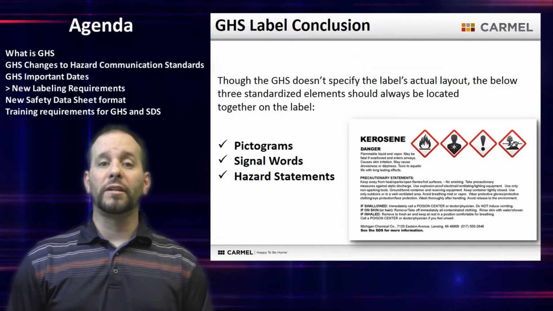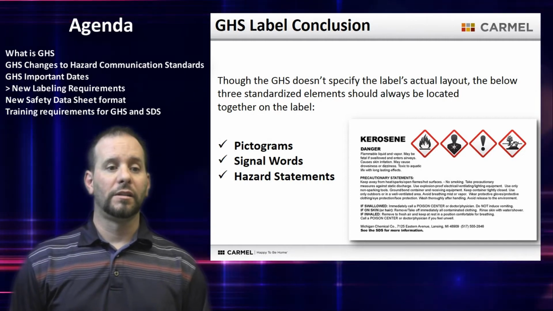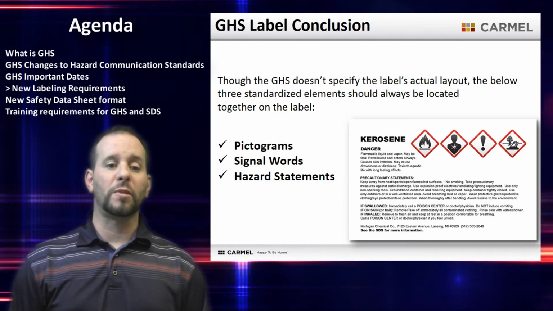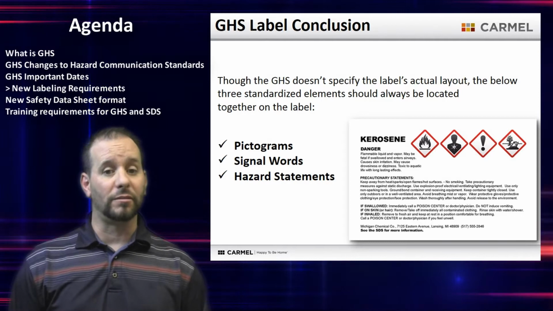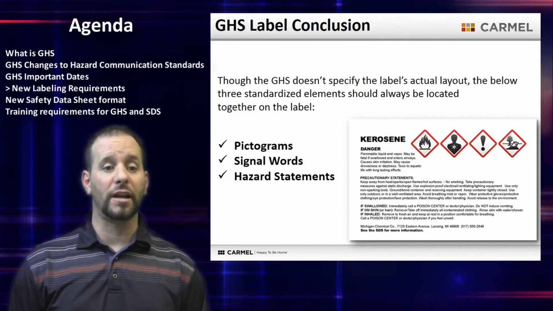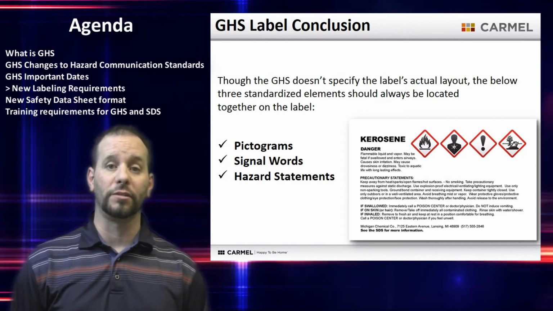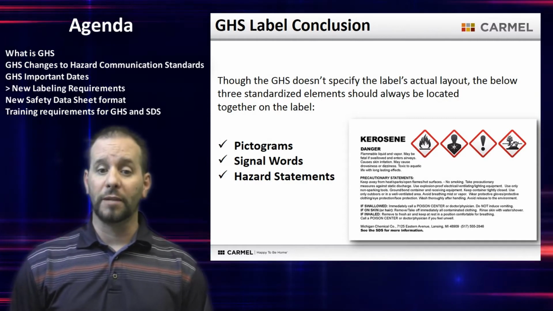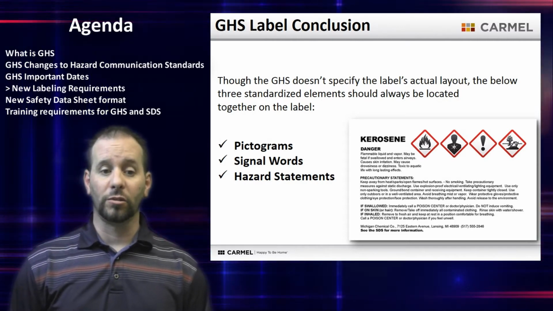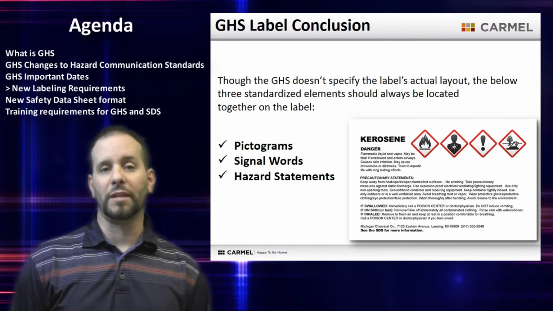The GHS labeling conclusion. Though the GHS does not specify the label's actual layout, the below three standard elements should always be located together on the label: pictograms, signal words, and hazard statements.